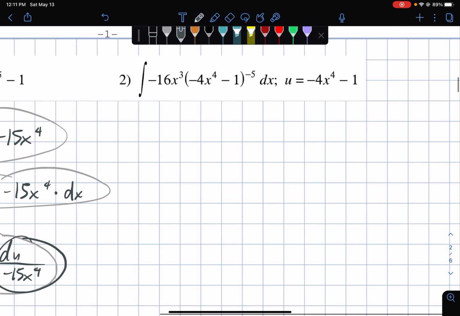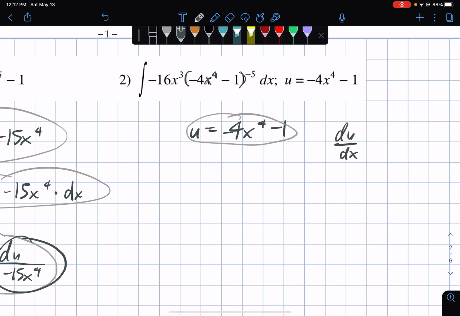So negative 16x raised to 3, let's cut the crop. Let's move on to finding the u value. It's already here, but just know that it's this one. We identify it because it has the highest exponent, and it's housed by a parenthesis. So negative x raised to 4 minus 1.